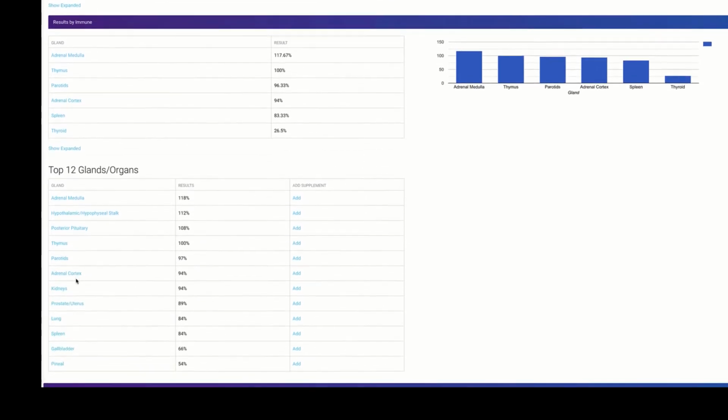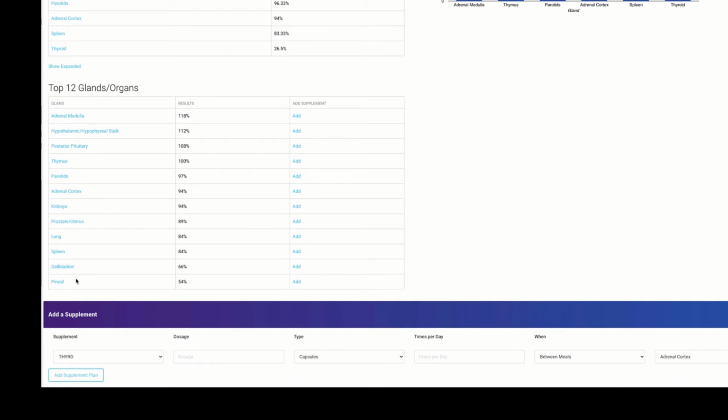So if we look at the top 12 glands or organs, now you can see that the biggest one is the adrenal medulla. You'll have problems with the hypothalamic stalk, the posterior pituitary. And again, if you look at that, she's having problems with the kidneys and she's having problems with the lungs. And the posterior pituitary secretes a hormone called antidiuretic hormone, which has a big impact on the kidneys. So you can see how a lot of these things are starting to make sense.